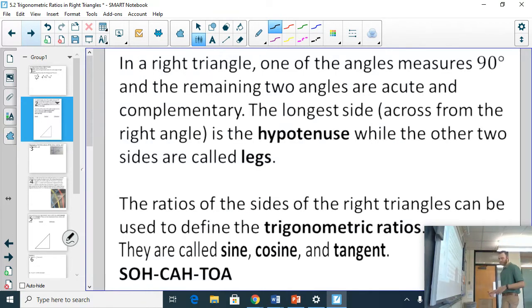So, a little bit of words here. In a right triangle, one of the angles measures 90 degrees, and the remaining two angles are acute and complementary. We know this. A right triangle has a right angle in it, and complementary, remember, means that two angles add to 90 degrees, and since a triangle is 180 degrees, and if a right angle is 90 degrees, that only leaves 90 degrees, so they have to be complementary. And then we have the hypotenuse, which is always going to be across from the right angle, and the other two sides are called legs.